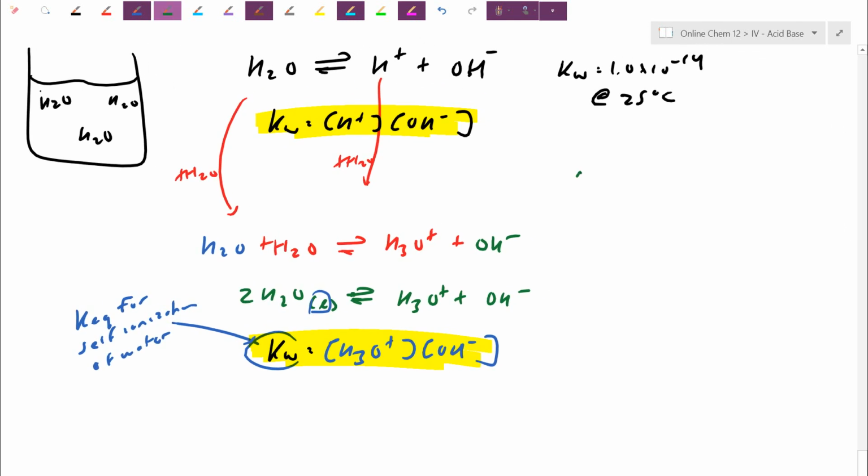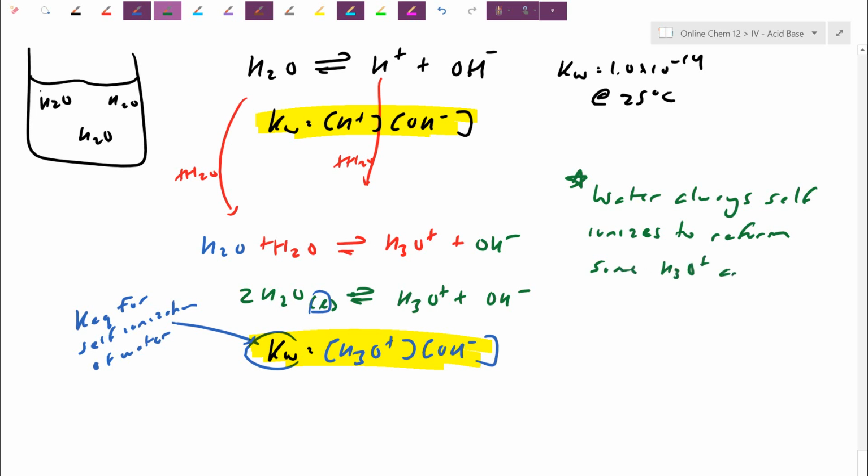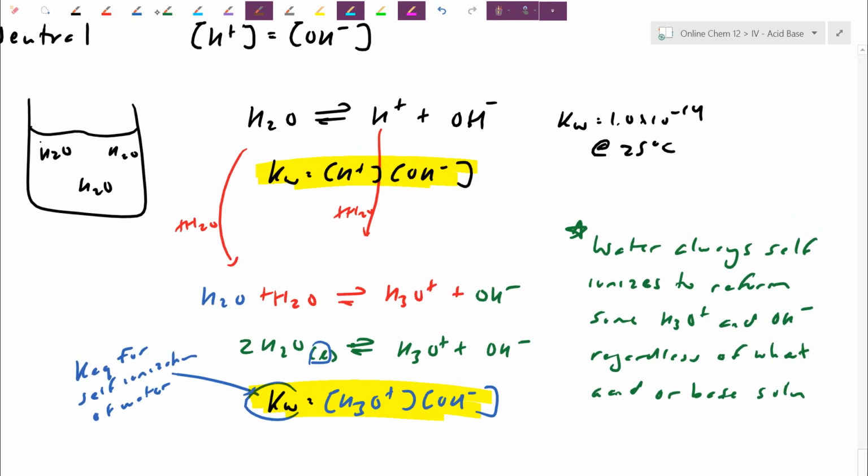Let me just write this down in words here. Because this constant is not 0, it's tiny, right? Water always self-ionizes to reform some H3O plus and OH minus, regardless of what acid or base solution I'm dealing with. Right? Again, we can make a note here. We had said this one here is tiny, so this means reactants are favored. It means we don't have a lot of product ions in this case.